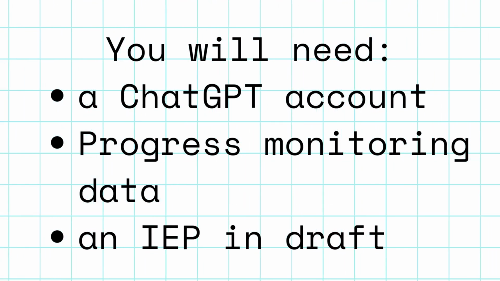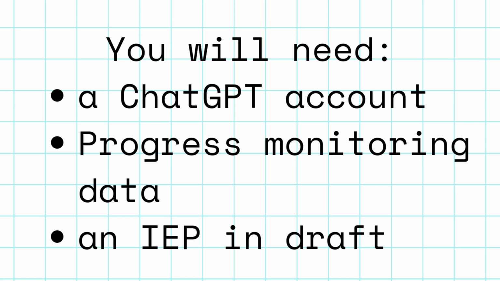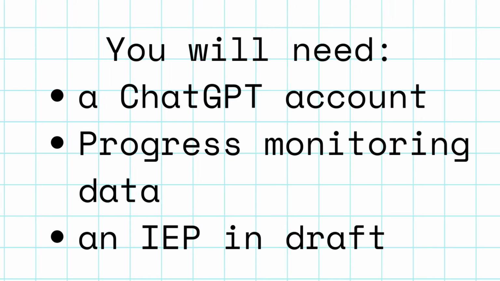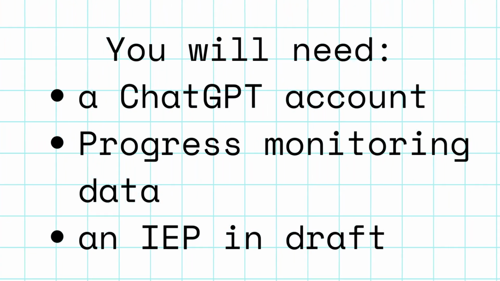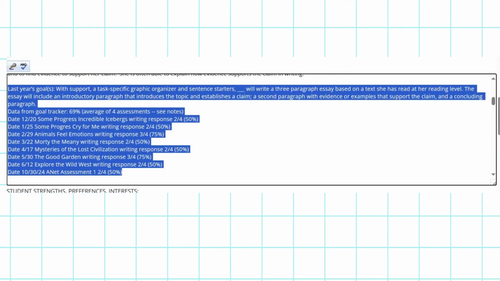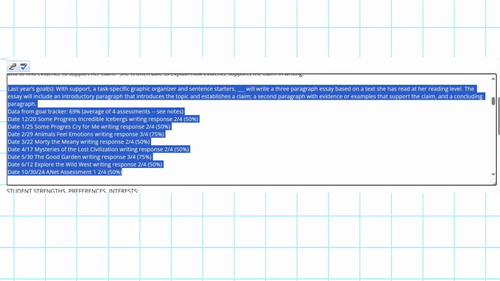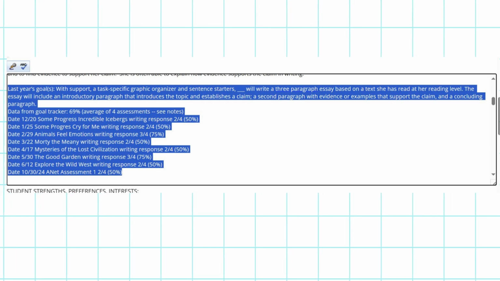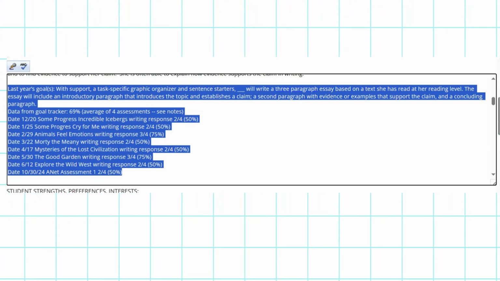You will need a free or paid ChatGPT account, student-specific progress monitoring data, and an IEP in draft. So here's some data that I've collected. There are some dates, titles of probes, and the student-specific scores. All the data is de-identified, so I have replaced the student's name with a blank.